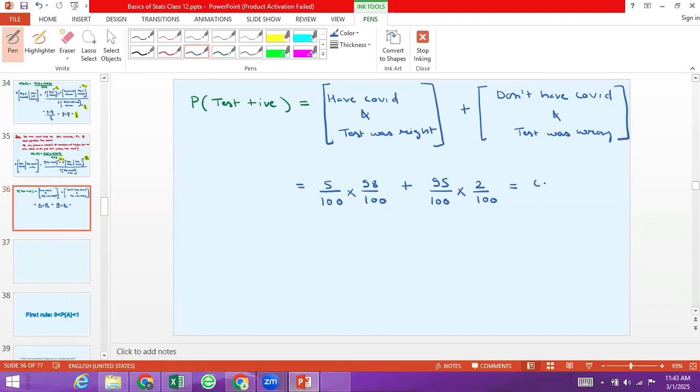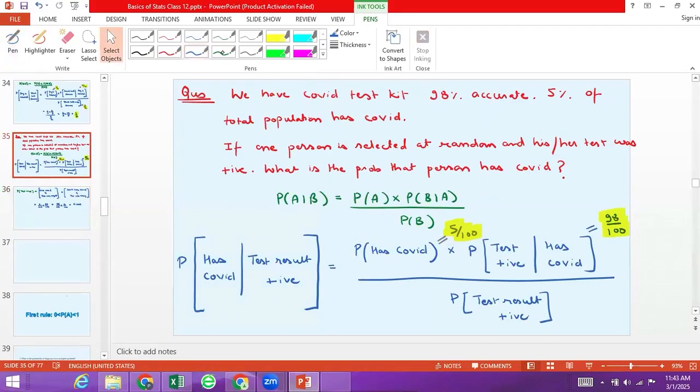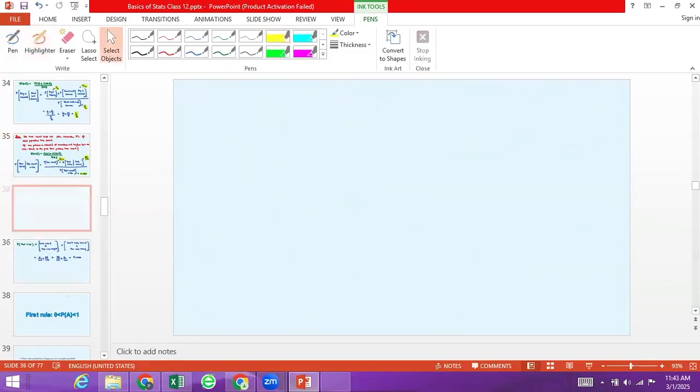This is 0.068. So I will impute that value here. This is 0.068, right? Approximately 6.8%. Okay, now what I will do, I will impute all the values.